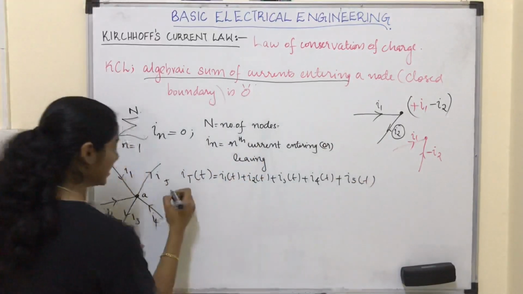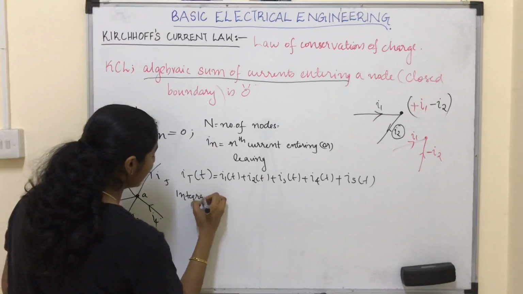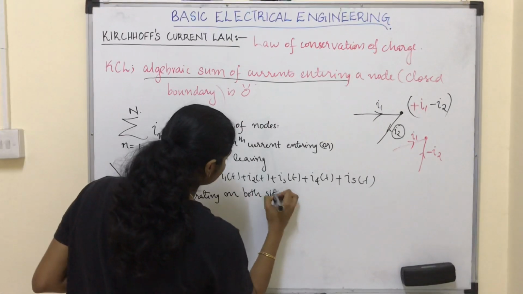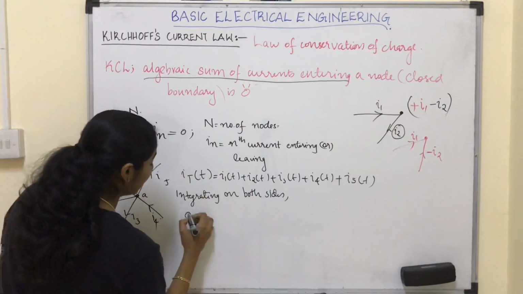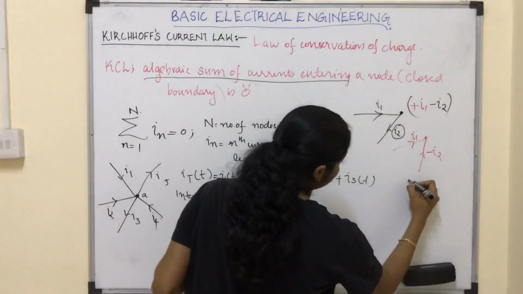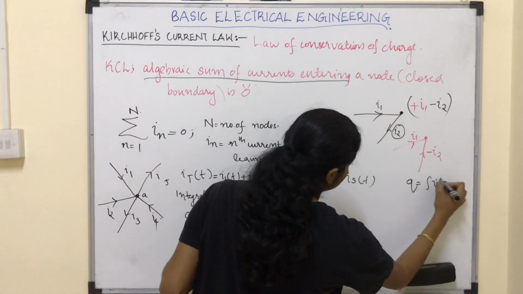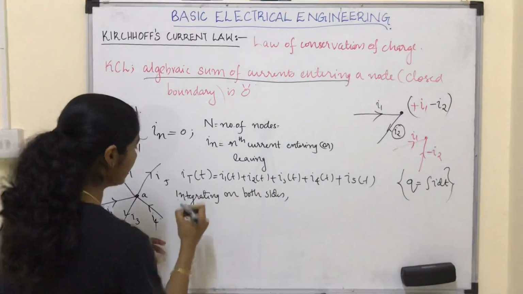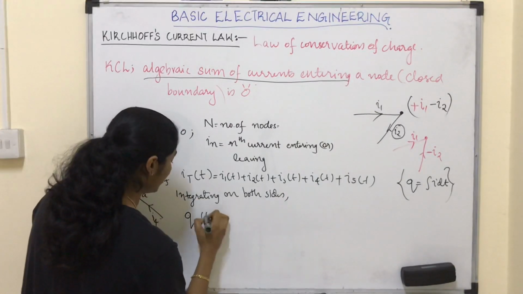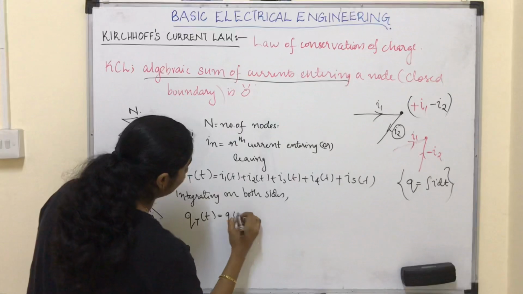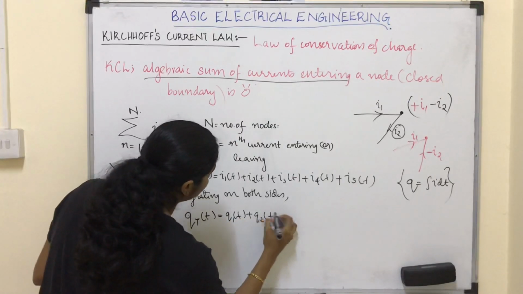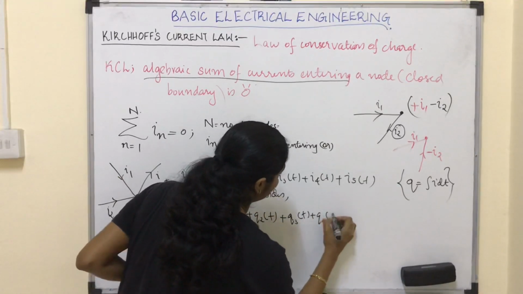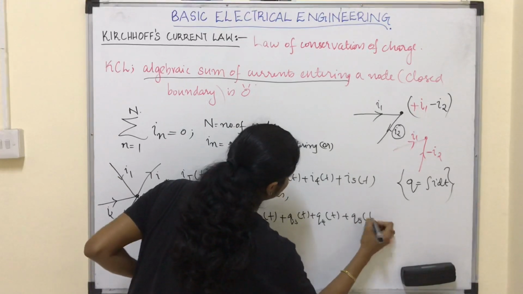And if we integrate on both sides, we get, since Q is the integral of I dt, which we have already explained in lecture 1, the total charge QT of t equal to Q1 of t plus Q2 of t plus Q3 of t plus Q4 of t plus Q5 of t, right?